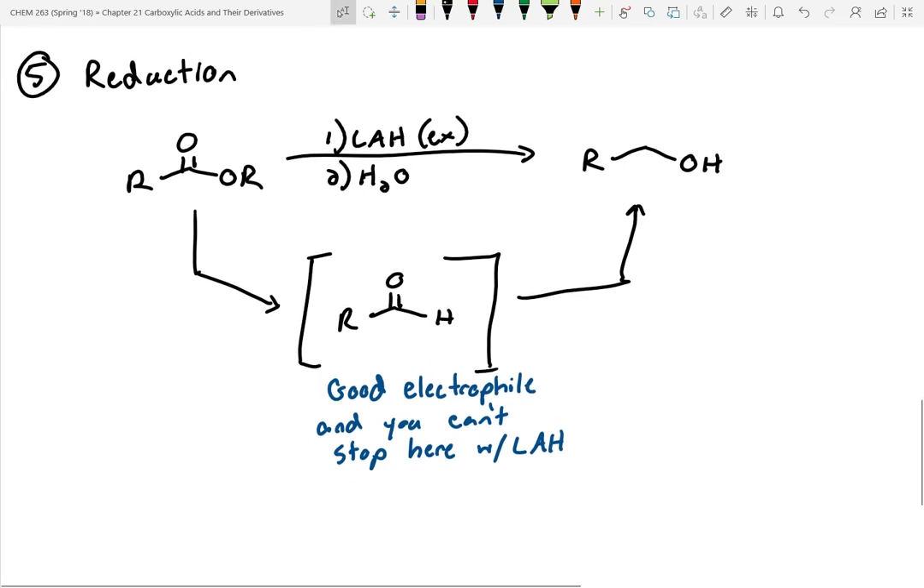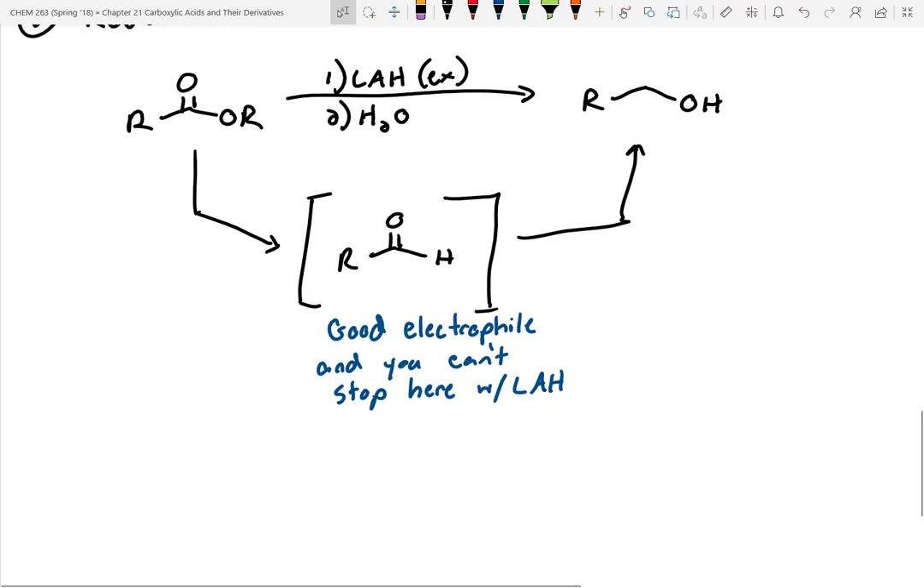But again, I'm sure you're seeing a theme. What can we do to fix this? Make it bulky, exactly. So unfortunately, you can't use the same bulky aluminum hydride reagent. That simply won't work with esters. It's too bulky. So we're kind of running into this Goldilocks problem.